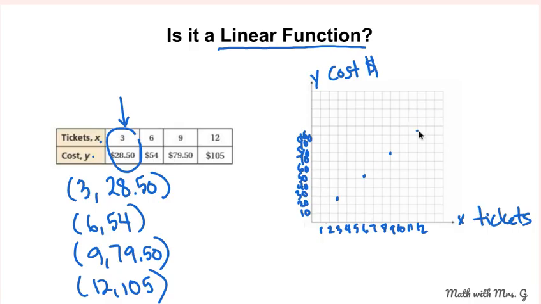And so then I'm going to draw my line, make them a little bit bigger, through my points, okay?